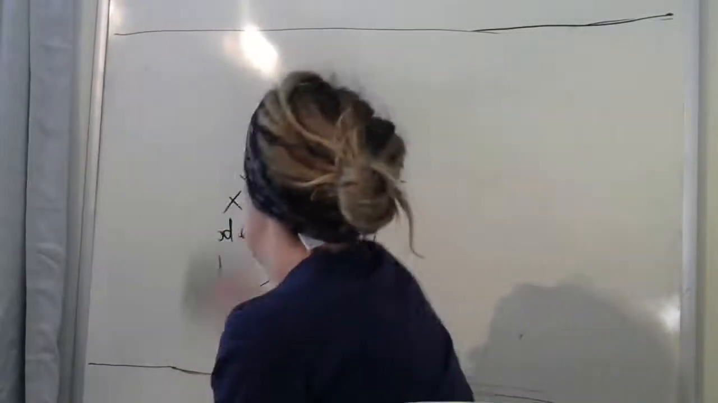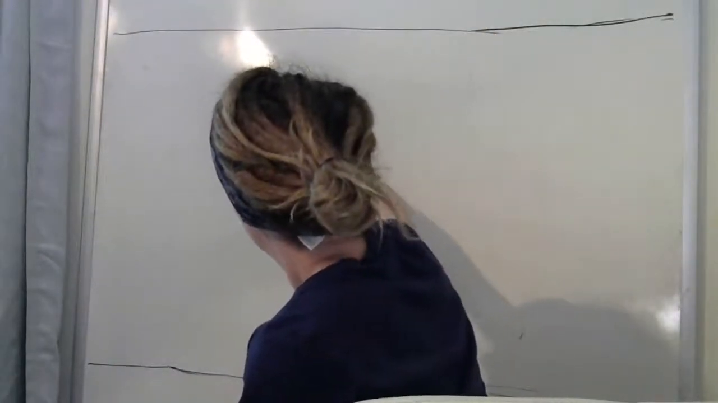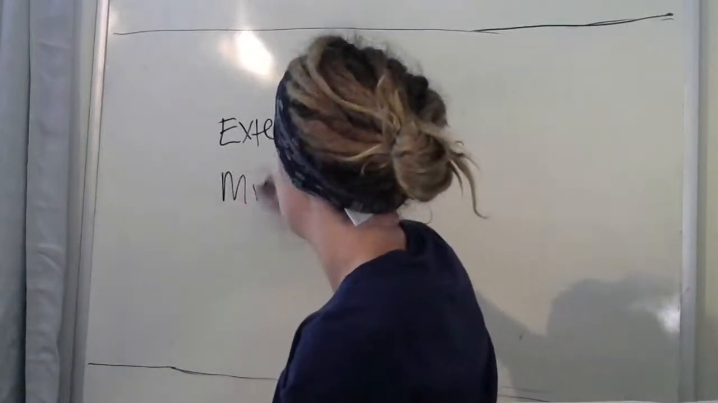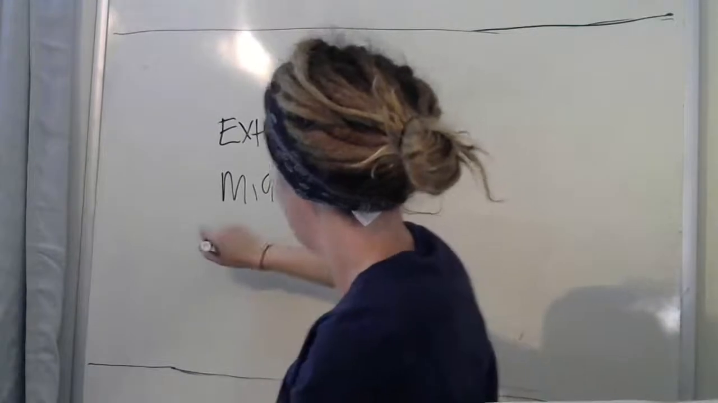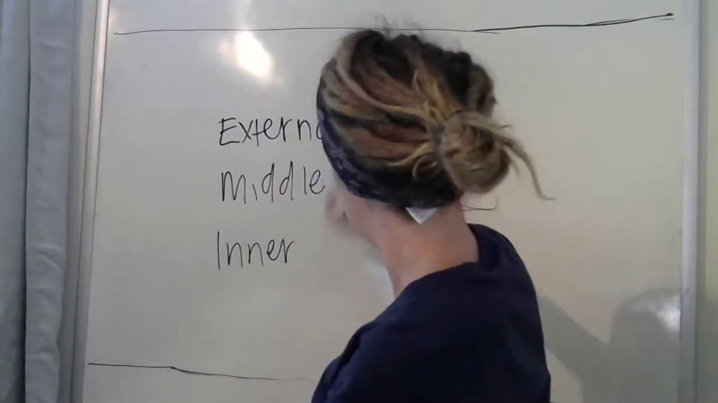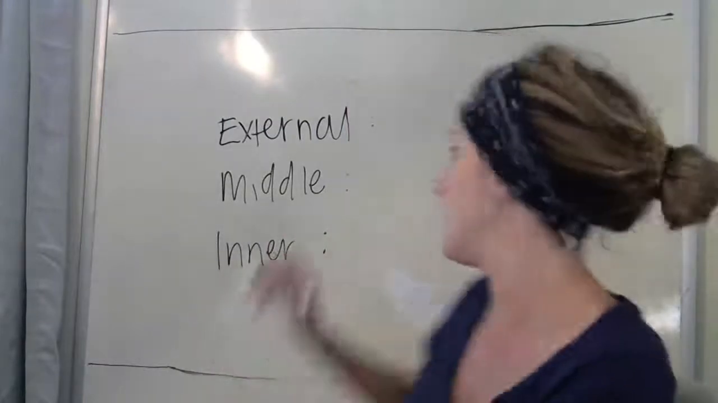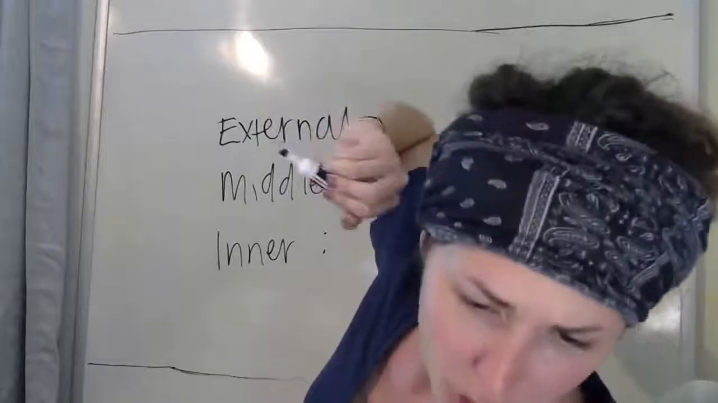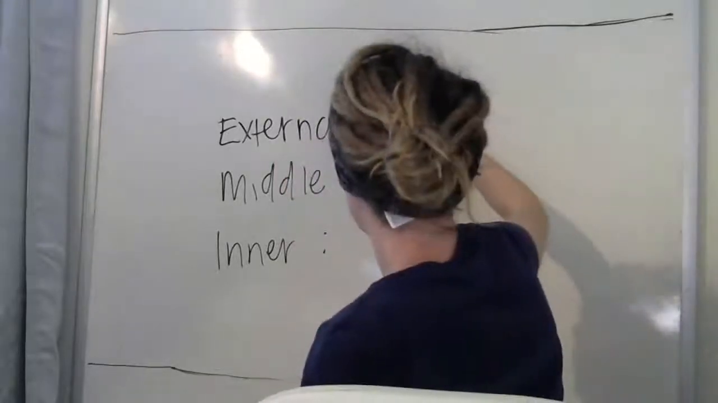link it with a name. So you have external, which is the outer layer, and then you have the middle layer, and then you have the inner layer. And the way that I remember these, I linked it with the name. External is going to be externa, or tunica externa.